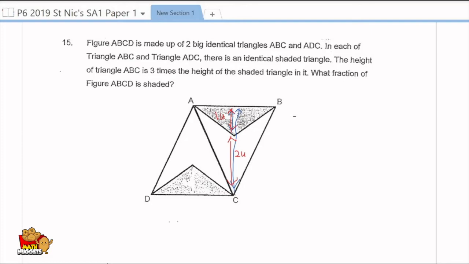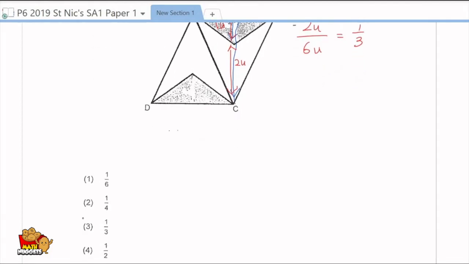Now, if that's the case, the whole triangle ABC area will be considered as 3 units. This shaded part here will be considered as 1 unit. So in total, the figure will be made up of 6 units. And the 2 shaded parts would be 2 units. So end up, the answer is 1 out of 3. Option 3.